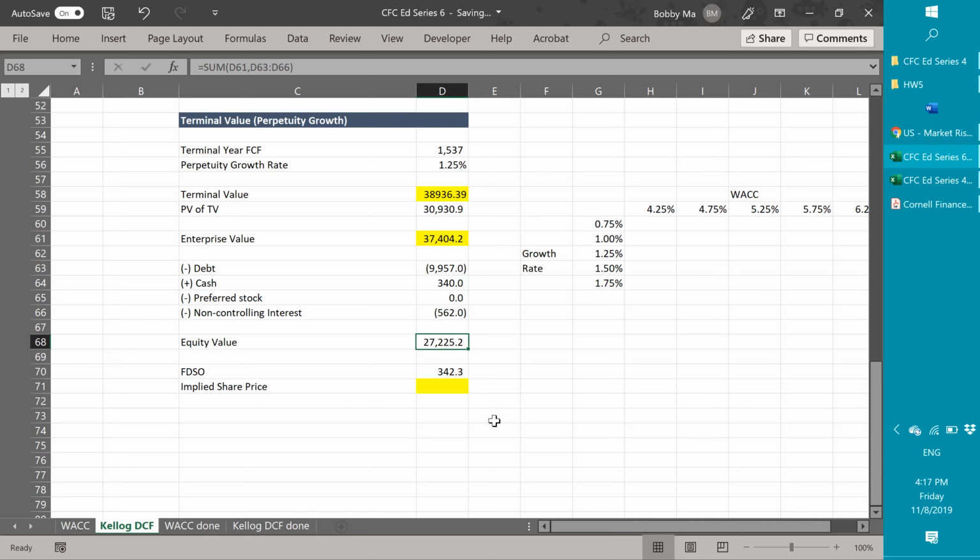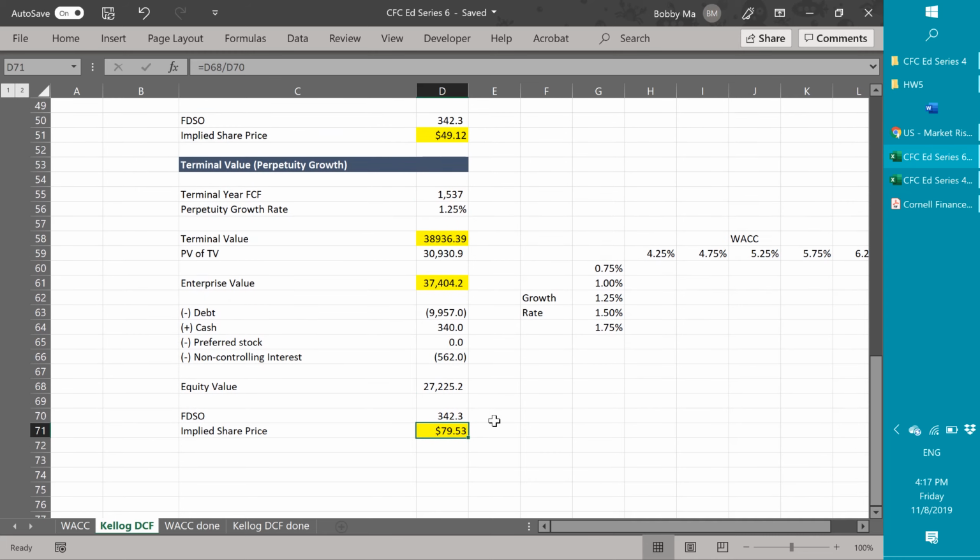Right, so you have your equity value, and then divide by fully diluted shares outstanding, and then you get $79. So this is way higher than the exit multiple, and this is pretty typical. Since your exit multiple is grounded in market realities, whereas your perpetuity growth method assumes a growth rate onto infinity, your perpetuity growth rate will typically yield a higher valuation than your exit multiple, but not always.